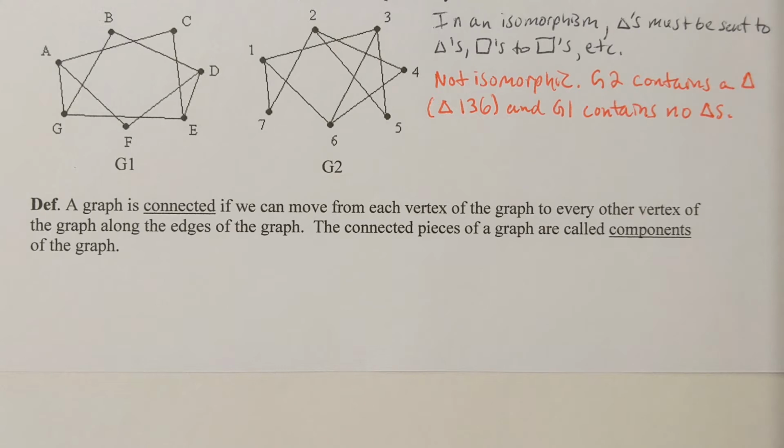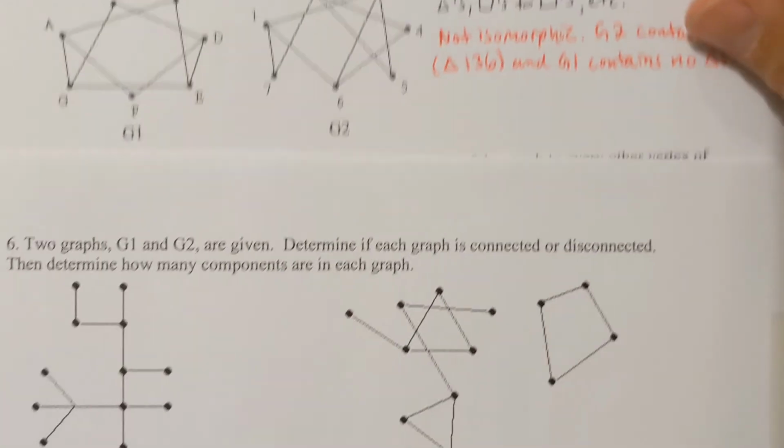Definition: a graph is connected if we can move from each vertex of the graph to every other vertex of the graph along the edges of the graph. The connected pieces of a graph are called components of the graph.